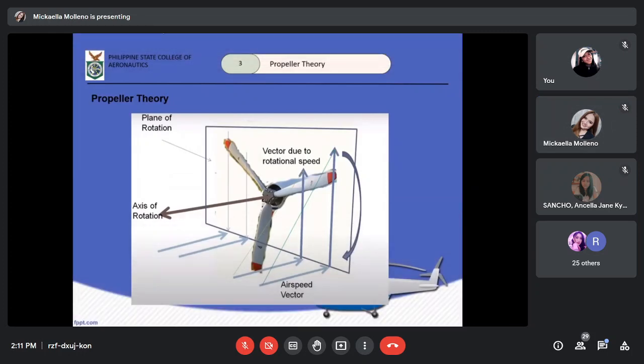Of rotation. This rotational speed will have a vector. So you can see it there na vector due to rotational speed. And as the aircraft naman move forward, this will also have a vector. Kapag naka-indicate sila, they will have, syempre, a resultant force. And yun yung tinatawag nating relative airflow. So dito napapasok yung minention natin kanina na relative wind.